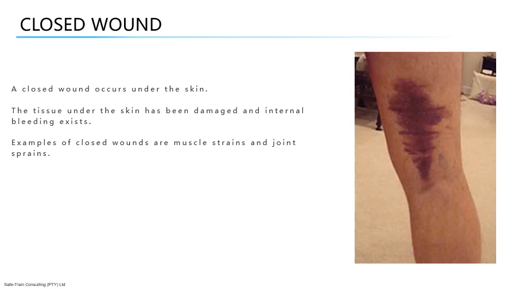Closed wound. A closed wound occurs under the skin. The tissue under the skin has been damaged and internal bleeding exists. A cold compress, for example, an ice pack covered in a cloth, must be put onto the injured part to control blood circulation. The injured part needs to be elevated to reduce blood flow and pressure in the body part. The body part must be immobilized with a stabilizing bandage. Examples of closed wounds are muscle strains and joint sprains.